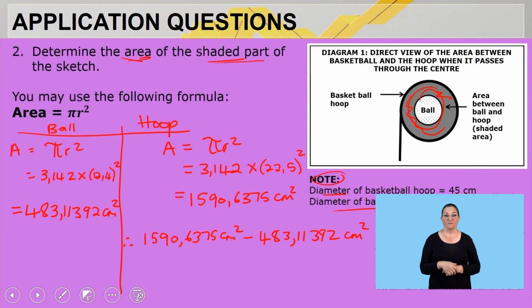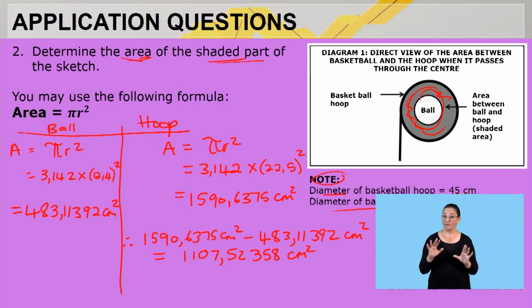And that gives us an answer of 1,107.52358 square centimeters. Guys, I hope that's clear. So I took the area of the hoop, subtracted the area of the basketball, and I ended with an answer of 1,107.52358 square centimeters.